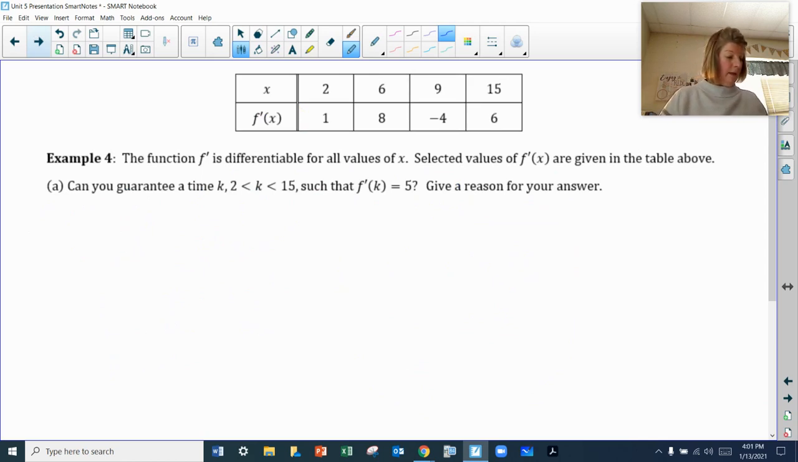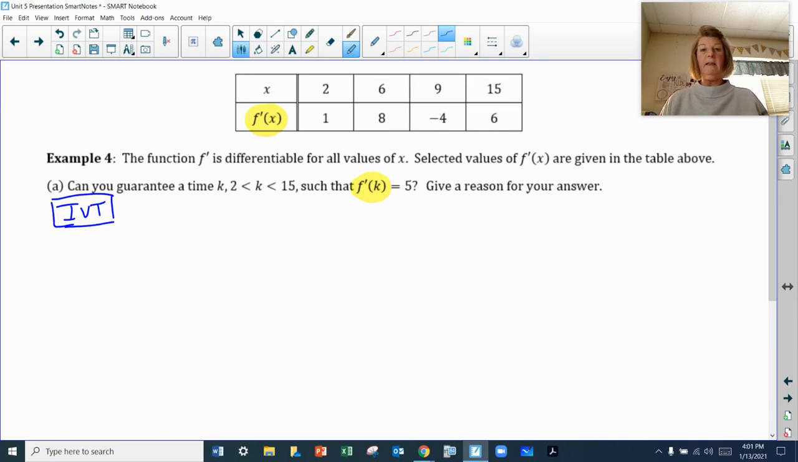Example 4. The function f prime is differentiable for all values of x. Selected values of f prime are given in the table. Can you guarantee a time between 2 and 15 such that f prime of k equals 5? Give a reason. So, do you think it exists? Is this MVT or is this IVT? Well, look there. They match up, don't they? And when those functions agree, it's most likely going to be IVT. I'm thinking IVT on this one.